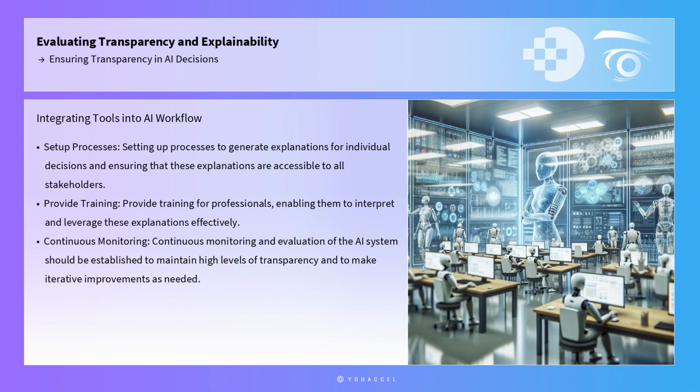The next step is to integrate these tools into the AI system's workflow. This involves setting up processes to generate explanations for individual decisions and ensuring that these explanations are accessible to all stakeholders. It is essential to provide training for professionals, enabling them to interpret and leverage these explanations effectively. Furthermore, continuous monitoring and evaluation of the AI system should be established to maintain high levels of transparency and to make iterative improvements as needed.